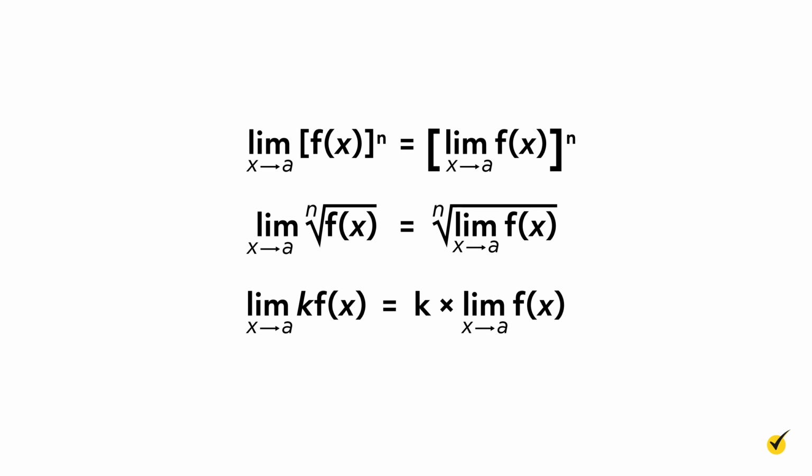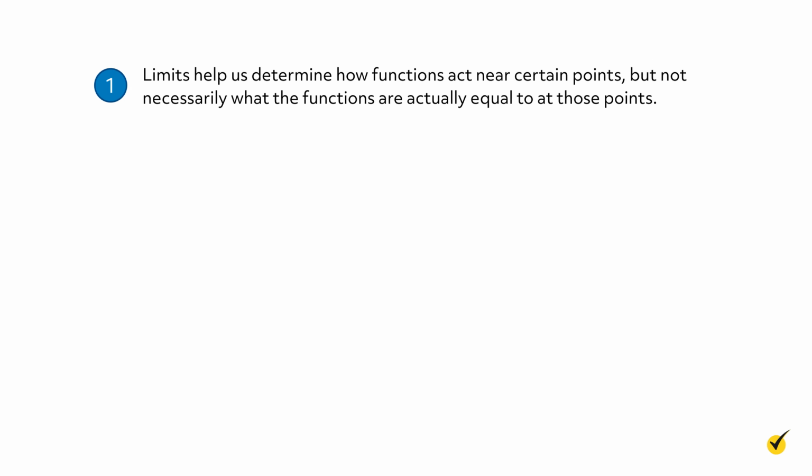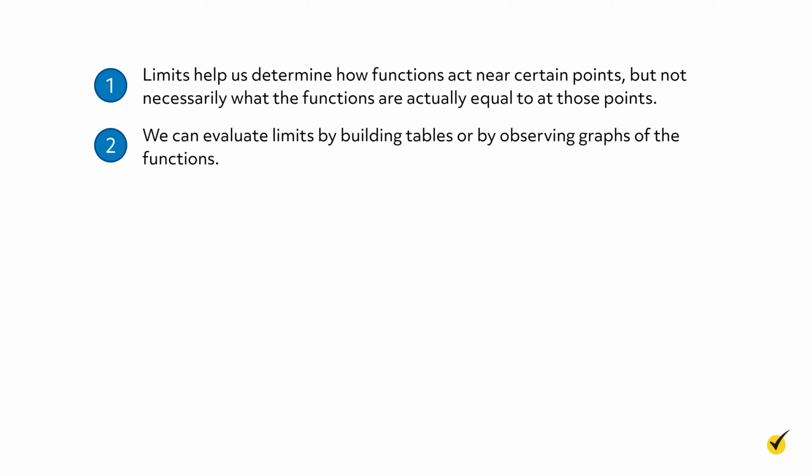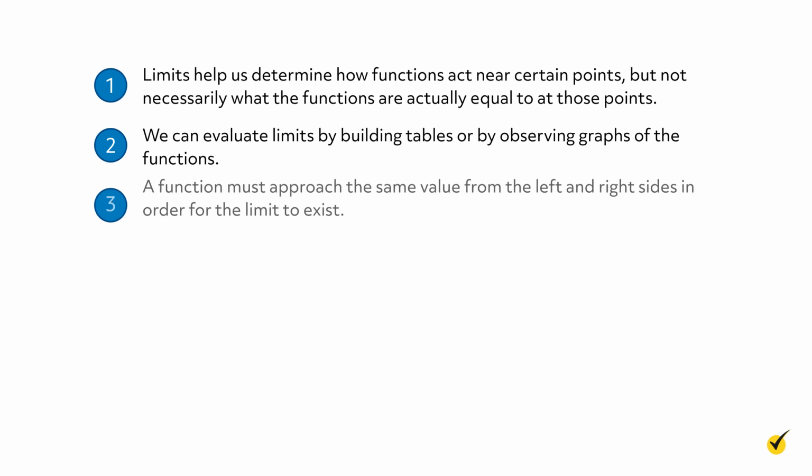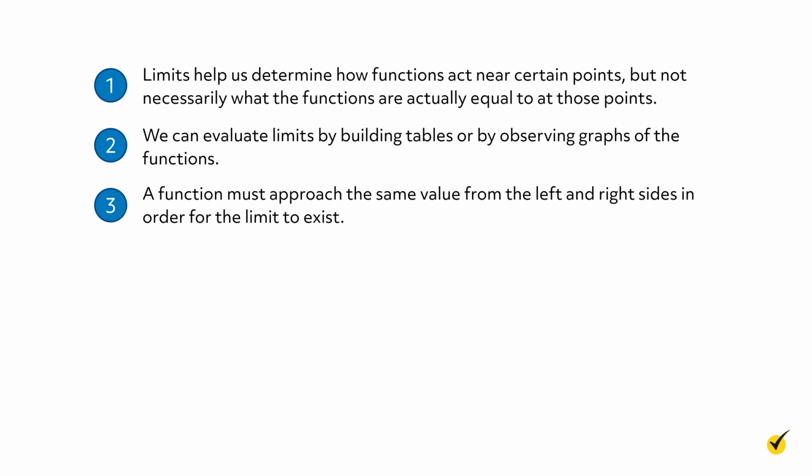Let's quickly recap all that we've learned. Limits help us determine how functions act near certain points, but not necessarily what the functions are actually equal to at those points. We can evaluate limits by building tables or by observing the graphs of functions. A function must approach the same value from the left and right sides in order for the limit to exist.